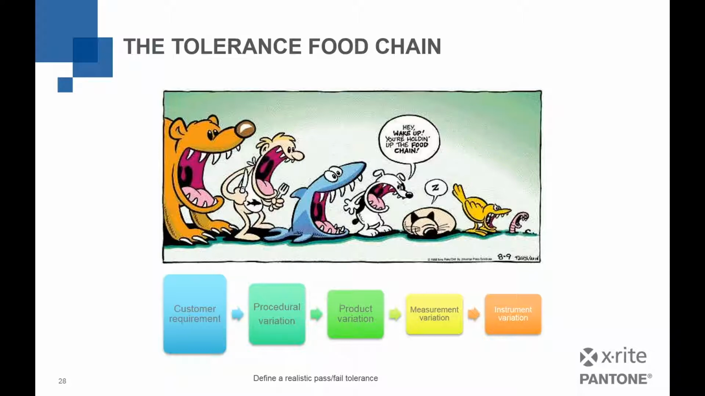And obviously, the instrument we use to measure the color, is there a variation there? We can, again, assess all of these and build a better picture, which allows us to build a better tolerance within that.